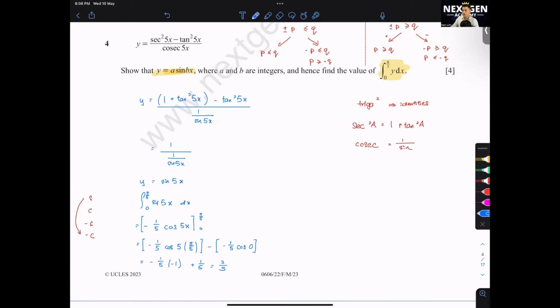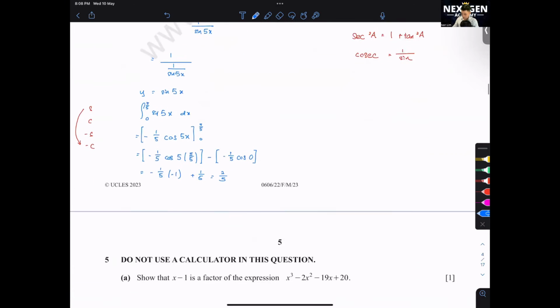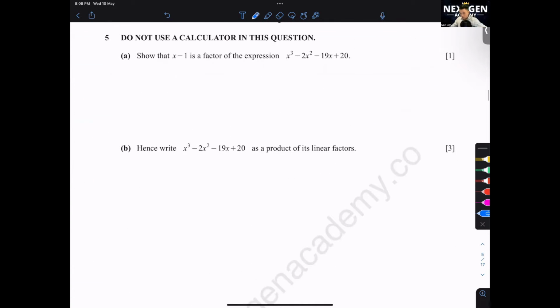Let's see, we have 11 questions here. All right, let's go to the next one. Question 5. Okay, question 5. Do not use a calculator in this question. Okay, but go ahead and use your calculator to find the values.